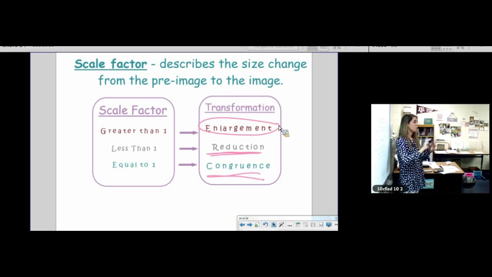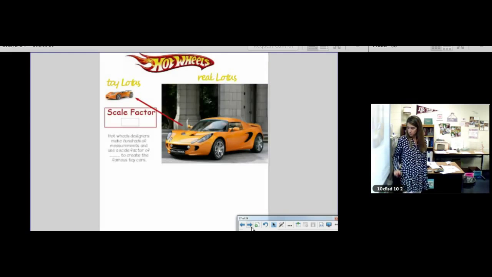So if it's 1, you haven't changed it. If it's greater than 1, you got bigger. Less than 1, you got smaller. That's pretty easy. 1 is the number that tells you bigger or smaller.